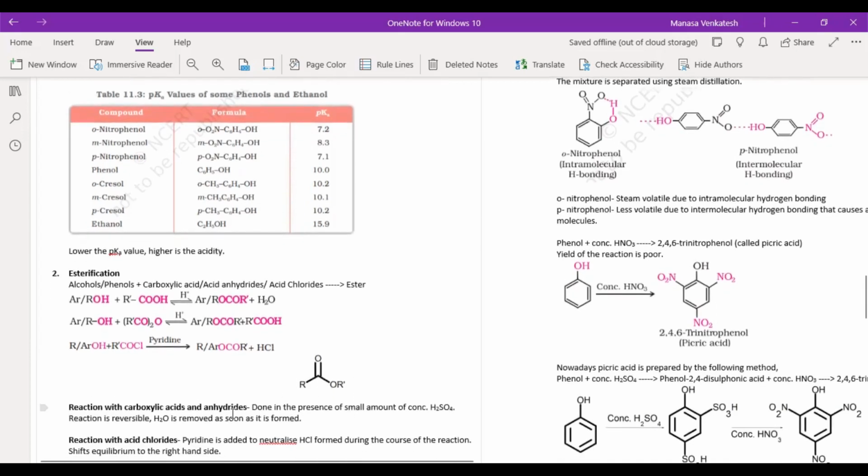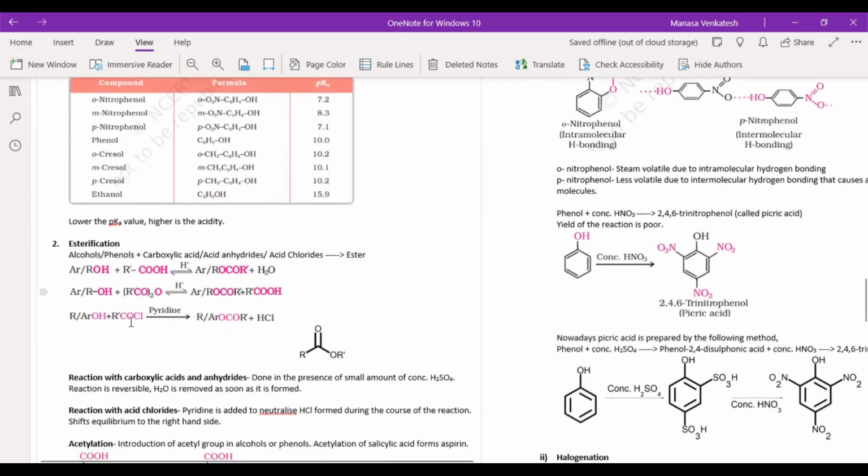When they react with carboxylic acid and anhydride, the water which is formed is constantly removed. This is because, if you notice here, you have a double arrow, which means a forward reaction is possible, and a backward reaction is also possible. So if the water quantity starts to increase, it will lead to the reversal of this reaction to get back the initial reactants, and we don't want that, right? So they remove the water molecules as and when it's formed.